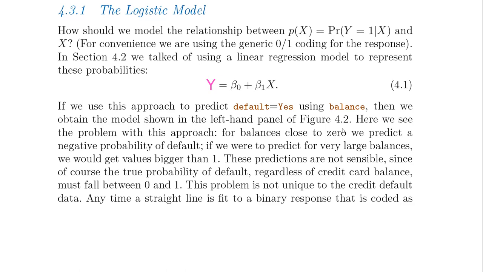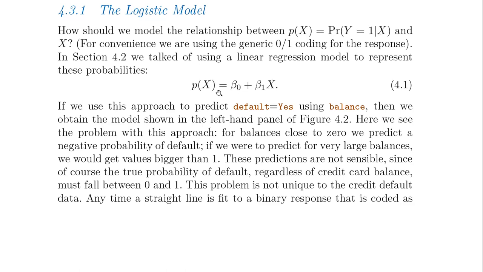Instead, since we're working with qualitative response variables, so defaults, does not default, wins the World Cup, does not win the World Cup, arrives late, does not arrive late, to make it numerical, and we like numbers, we would like to add a number to another number and get a number, we will speak of the probability of default given X.